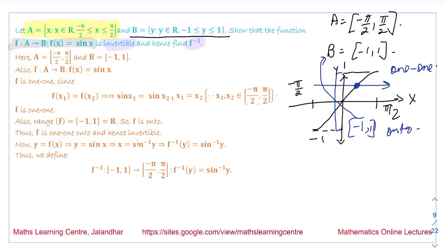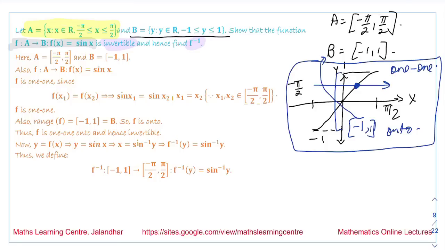If you don't want to use the graph of this function, what you can do is, suppose we have x1 and x2 from this set A, then f of x1 is equal to f of x2. This implies sin of x1 is equal to sin of x2, and this implies that x1 is equal to x2. So we get that this function f is 1-1. Further, we have seen that the range of this function is minus 1 to 1, so it is an onto function.